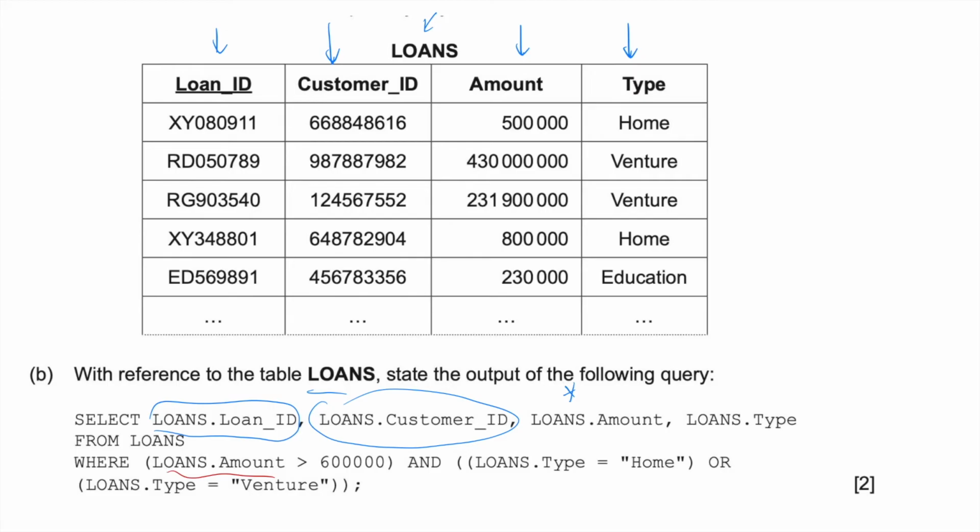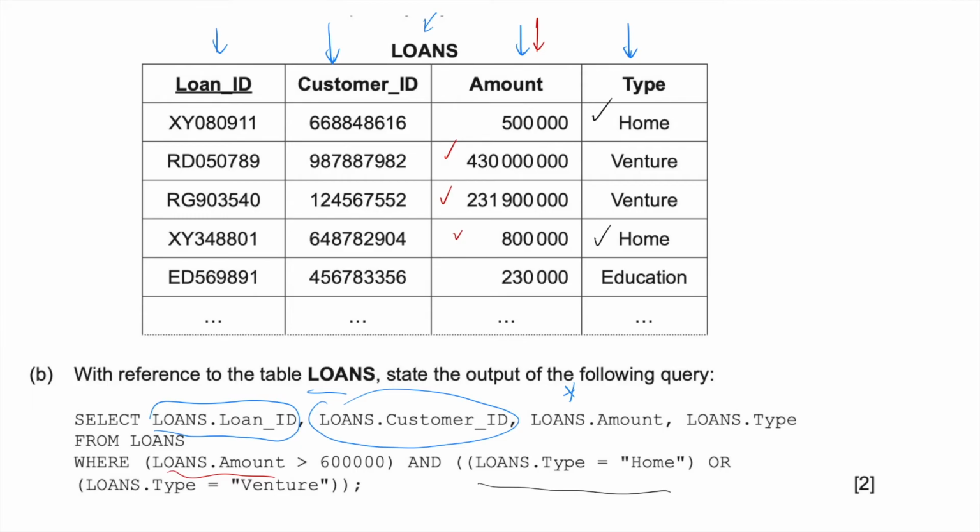So let's start with loans.amount is greater than 600,000. So these are our amounts right here. This is our amount field. And let's see, greater than 600,000 is going to be this one right here, and this one right here. Okay, and loans.type equals home. We'll just give that a different color. Loans.type equals home. So that's going to be, okay, this one right here and this one right here, for example.